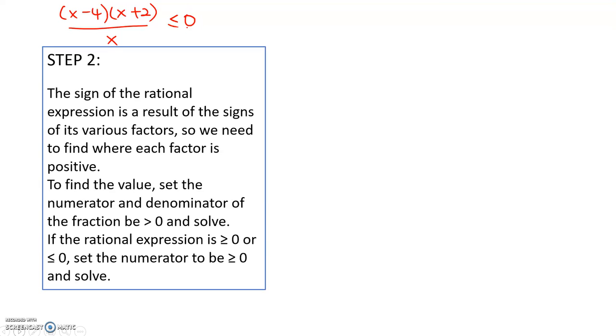For the second step, the sign of the rational expression is a result of the sign of its various factors. So we need to find where each factor is positive. To find the values, set the numerator and denominator of the fraction to be more than 0 and solve. Our numerator, we have x minus 4 greater than 0, so x is greater than 4. And then we have x plus 2 greater than 0, so x greater than negative 2. And then we have x more than 0.